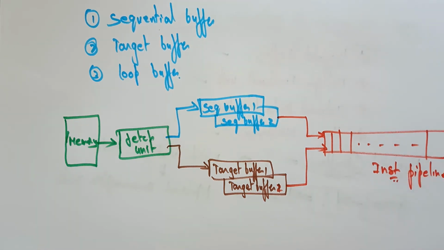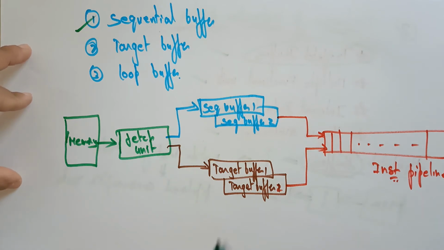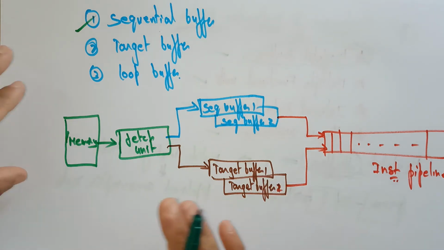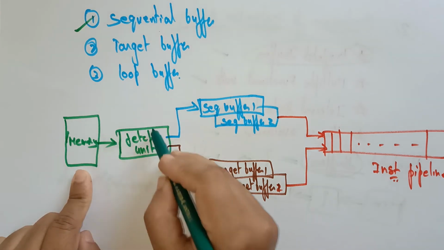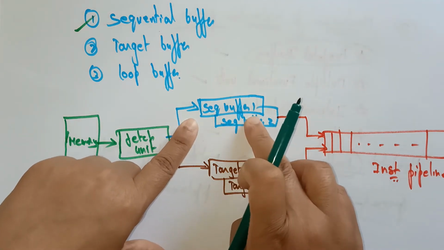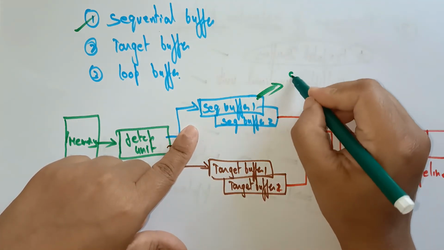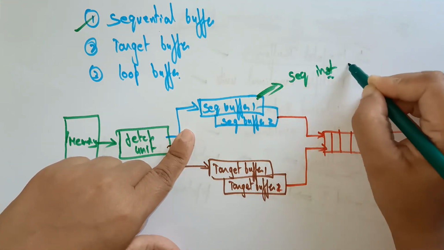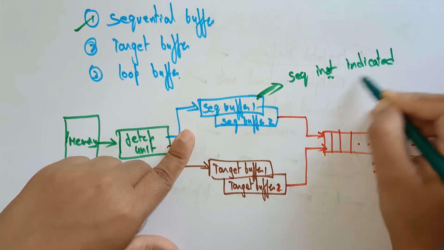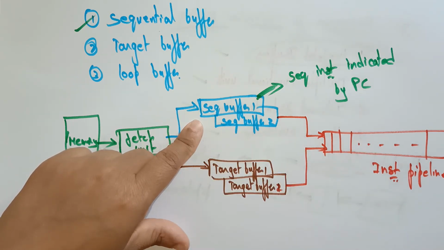Okay, so if you take a single memory access time, suppose you are considering a sequential buffer: in a single memory access time, a block of consecutive instructions are fetched and placed into the prefetch buffer. So here I had used a sequential buffer and a target buffer. What will it do? The sequential buffer holds a sequence of instructions indicated by the program counter. Generally, whatever the sequence of instructions, those are indicated based on the program counter only, which tells what instruction has to be executed next.